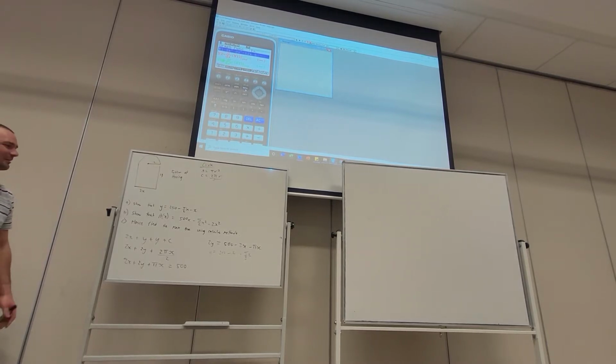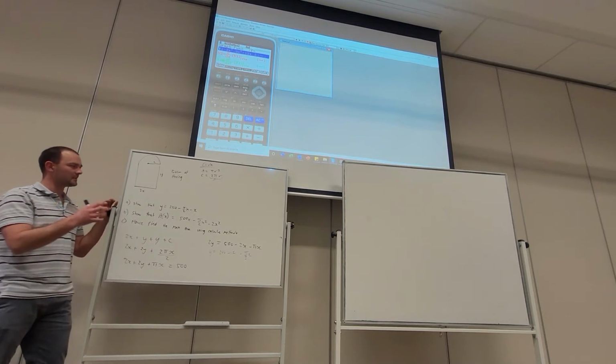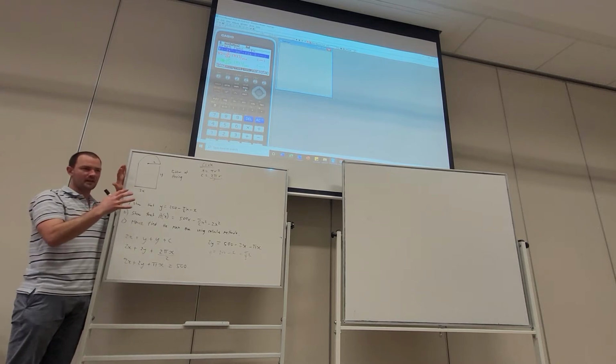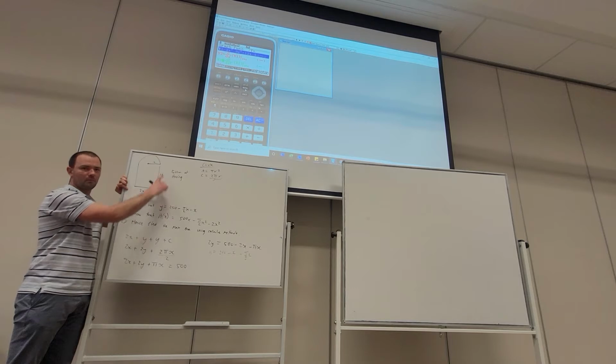I'll just talk through very quickly how we've done the first part. We have 500 metres of fencing going around this shape, and we want to maximise the area. So firstly, we've got to come up with an equation for y. Show that y is this.